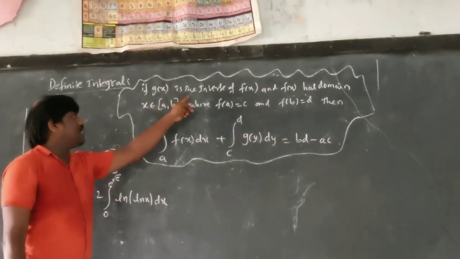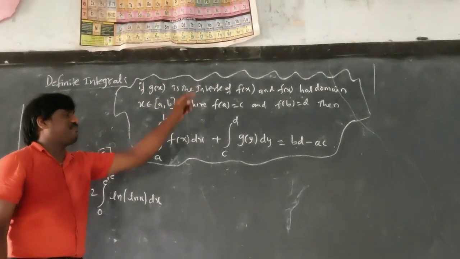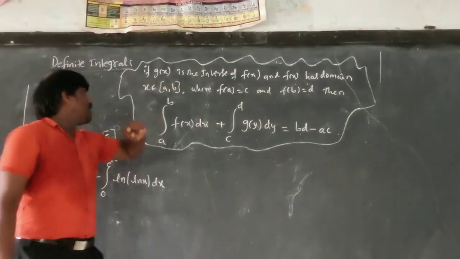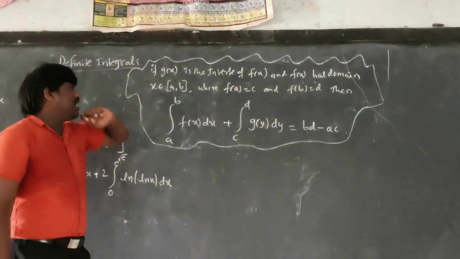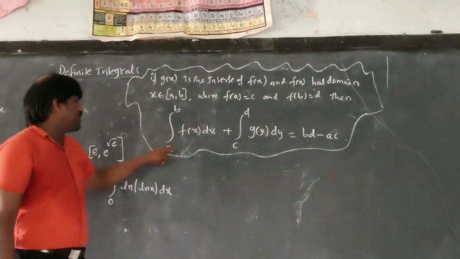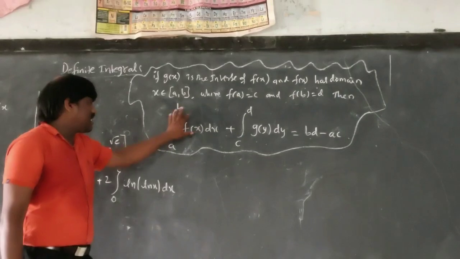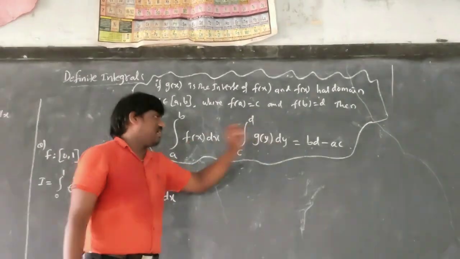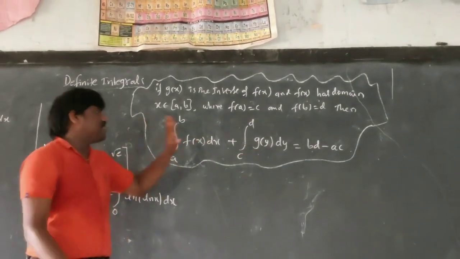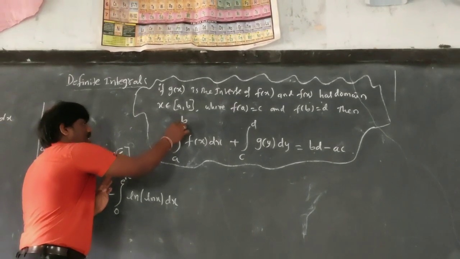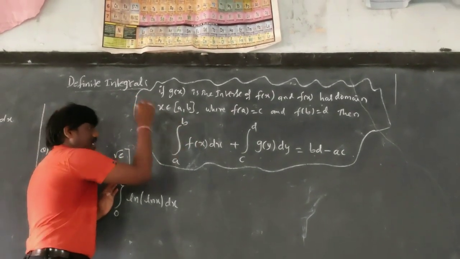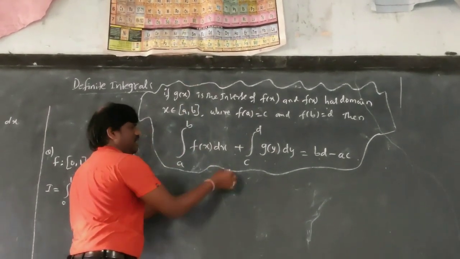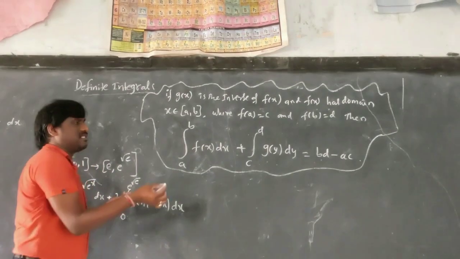Suppose g(x) is the function which is the inverse of f(x). Then in the interval a comma b, f(x) is defined from a to b, and the integration of f(x) dx from a to b, and here the integration from c to d of g(y) dy. See, these two functions are inverse to each other. In simple terms, this is the integration a to b f(x) dx, and this is the integration c to d g(y) dy, with a plus symbol between them.